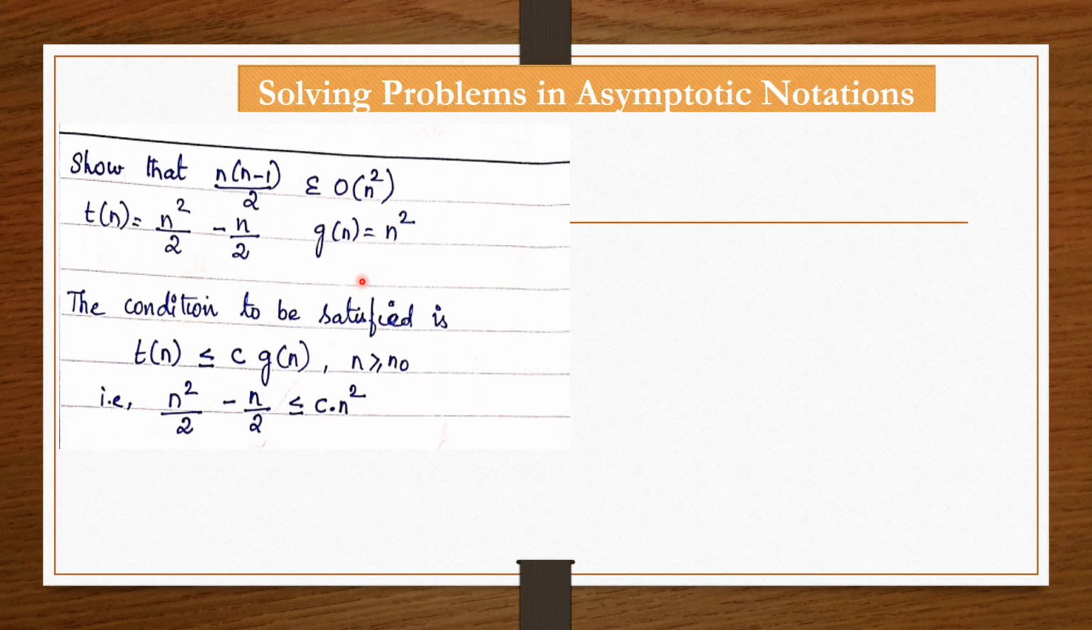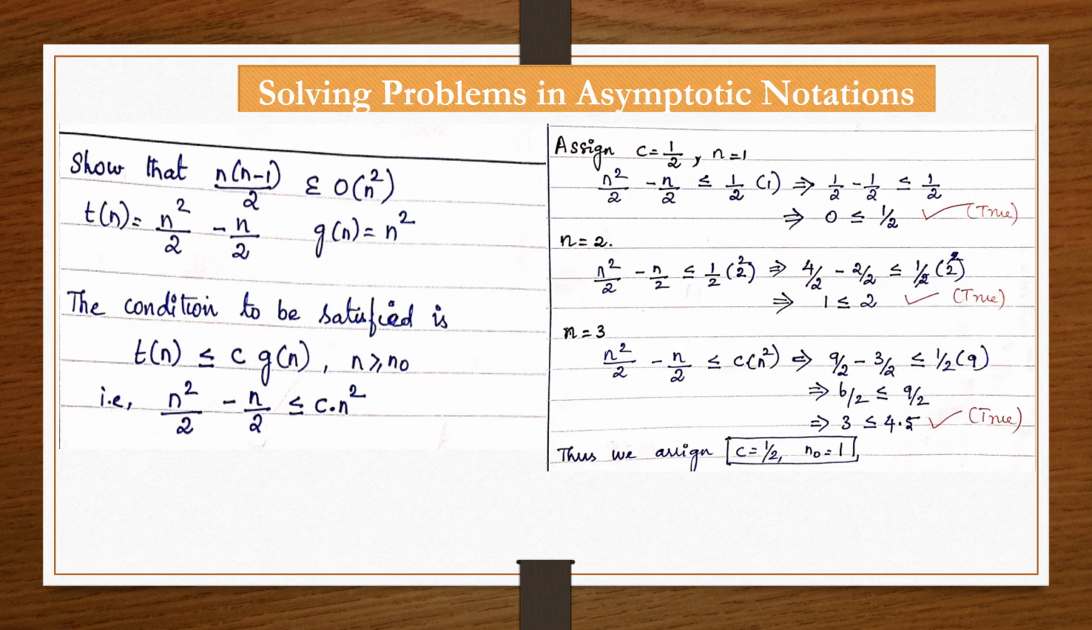So we know that the condition to be satisfied for big O is T of n should be less than or equal to c into g of n. So we substitute n square by 2 minus n by 2 in the place of T of n and n square in the place of g of n. Now we have to take different values of c and n.